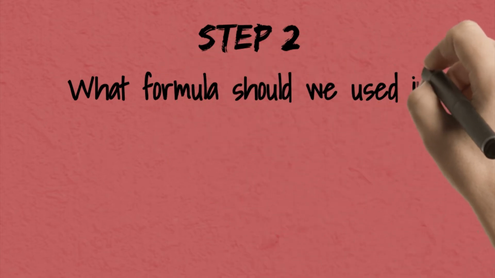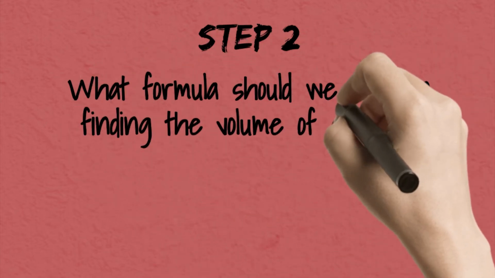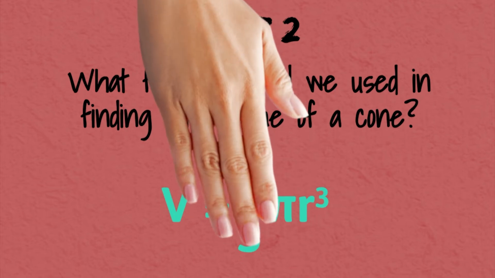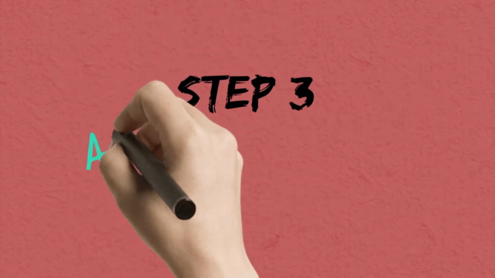Let's think of a plan. What formula should we use in finding the volume of a sphere? In order for us to get the volume of a sphere, we need to use the formula volume is equal to 4/3 times pi r cubed. Now that we know the formula that we need to use, let's move on to step 3, act on the plan.